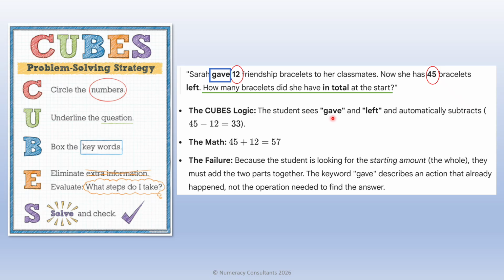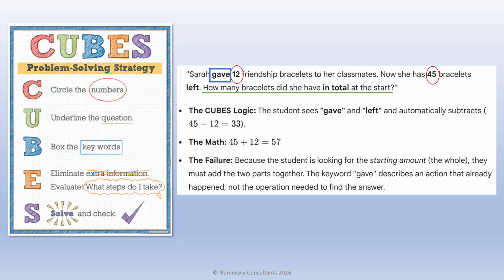The student sees gave and left and automatically subtracts: 45 minus 12 equals 33. But the math actually is 45 plus 12 equals 57. So the word gave, though it signals subtraction, is not the operation you need in order to solve this problem. The failure is because the student is looking for the starting amount, the whole, so they must add the 2 parts together. The keyword gave describes an action that already happened, not the operation needed.